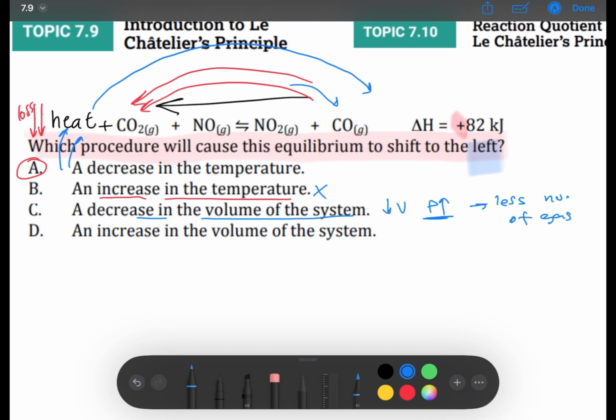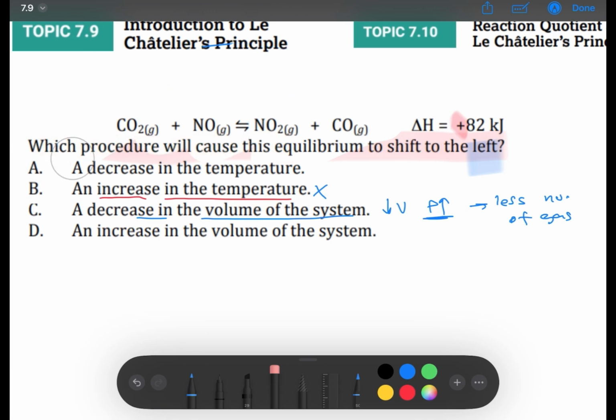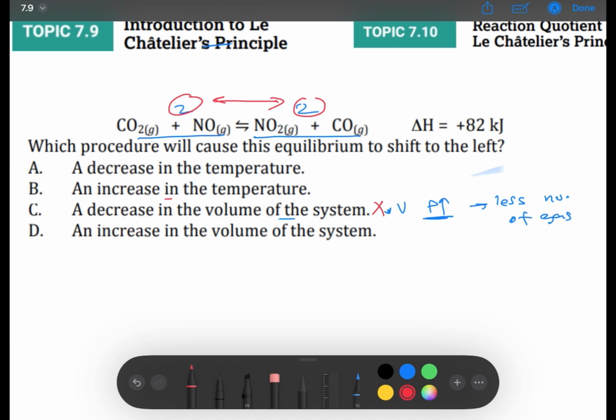How many gas moles do we have? We have two. Okay, I just want to erase the whole thing. How many gas molecules do we have here? We have two. As long as you have the same number of gaseous molecules on both sides of the equation, pressure is no longer an effective factor. It doesn't affect an equal number of gases. So that's why C is wrong. A is true and B is wrong.